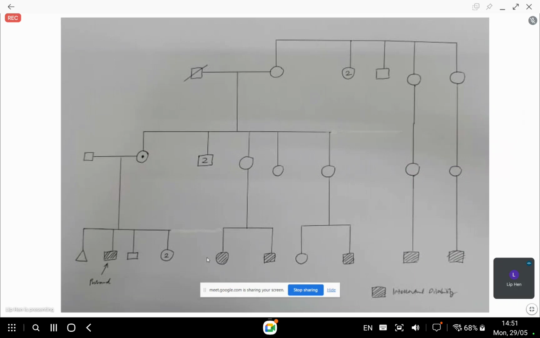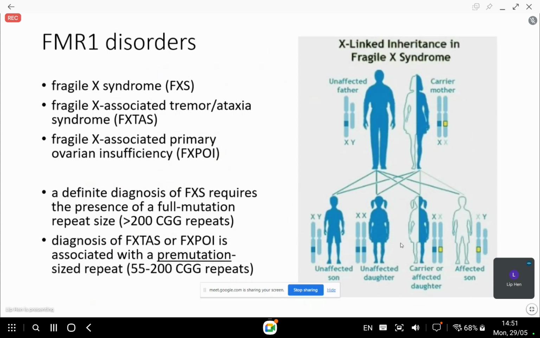Let us look at the family tree first. This is a 3-generation family tree. This is the proband. You can see that he has another 5 cousins who also have intellectual disability, and most of them are boys, 1 girl. Because of this family history, the pediatrician suspected Fragile X syndrome. And it came back that this boy has a full mutation, a repeat size of more than 200 CGG repeats in the Fragile X gene.